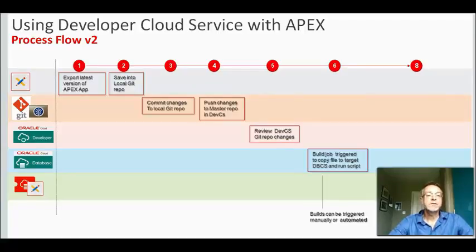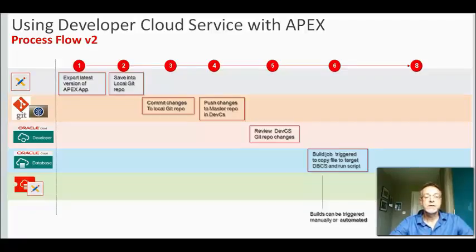Then we'll switch over to using our Git client, and I'm going to be using a tool called SourceTree, but you could use any Git client, which would include JDeveloper or SQL Developer, or just Git commands. And we're going to commit the changes to that file into our local Git repository and then push those changes up to our hosted Git repository in Developer Cloud Service.